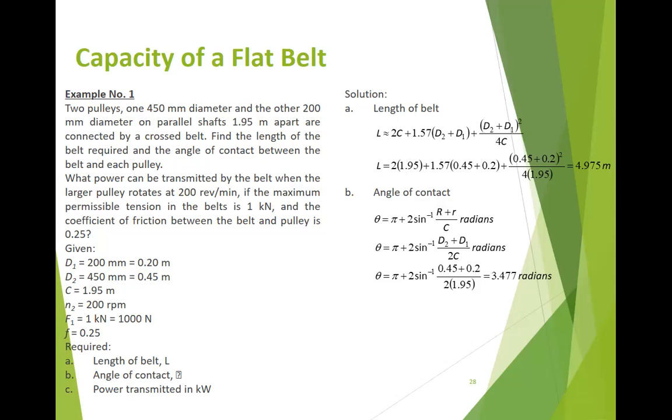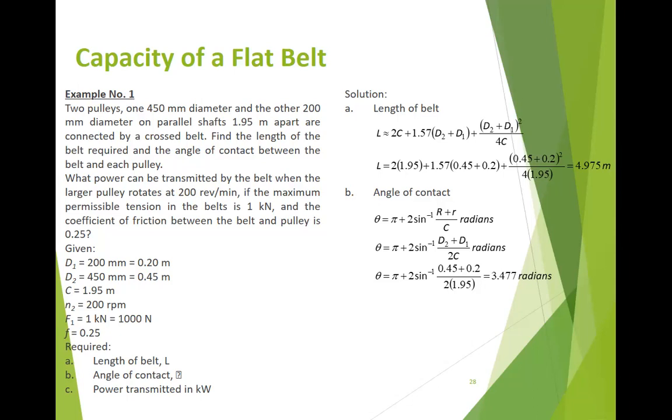Solutions, letter A, for the length of belt, the cross belt: L is approximately equal to 2C plus 1.57 times D2 plus D1, plus D2 plus D1 squared over 4C. Substituting values, L is equal to 2 times 1.95 plus 1.57 times (0.45 plus 0.2), plus (0.45 plus 0.2) squared over 4 times 1.95, which is 4.975 meters. That is your answer for letter A.